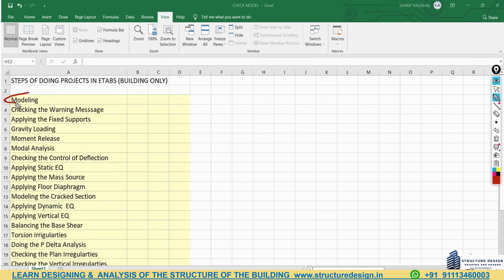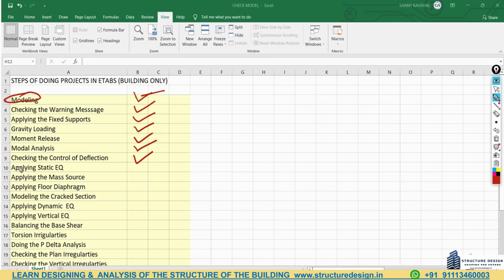So we have completed the modeling part. We have completed checking the warning messages. We have completed applying the fixed support. We have completed applying the gravity loading. We have completed applying the moment release. Model analysis also we have completed. We have also completed the deflection checks, where we looked at the deflection, and we also studied the creep analysis.